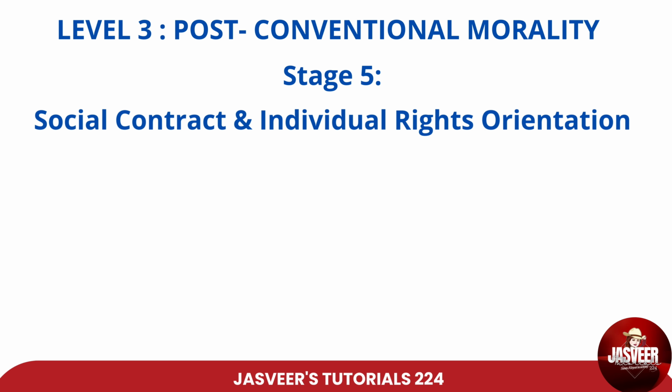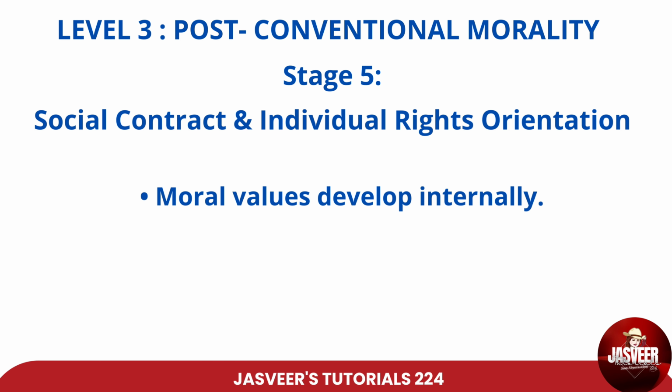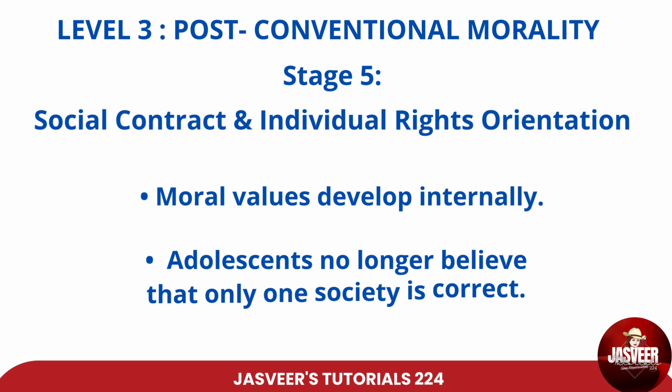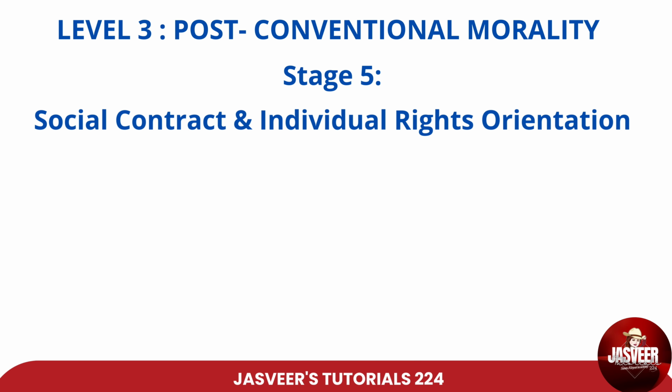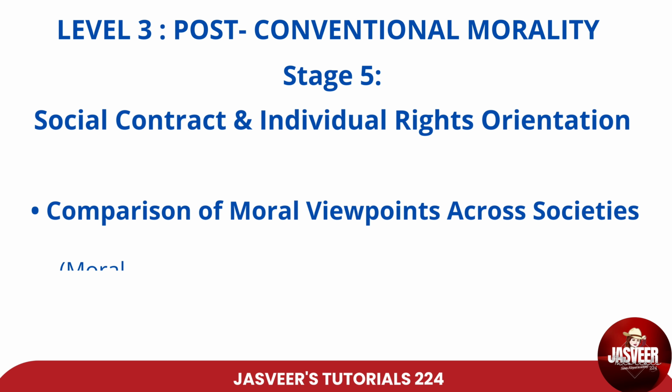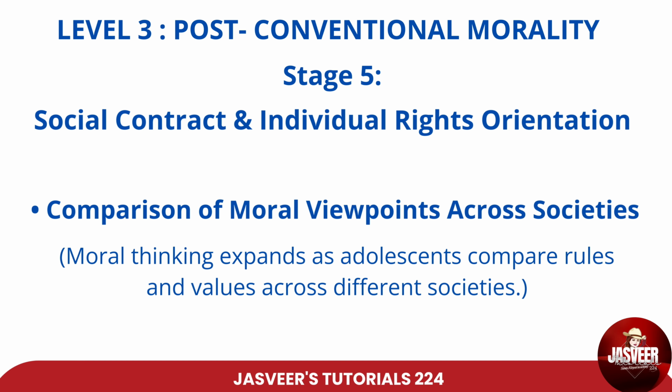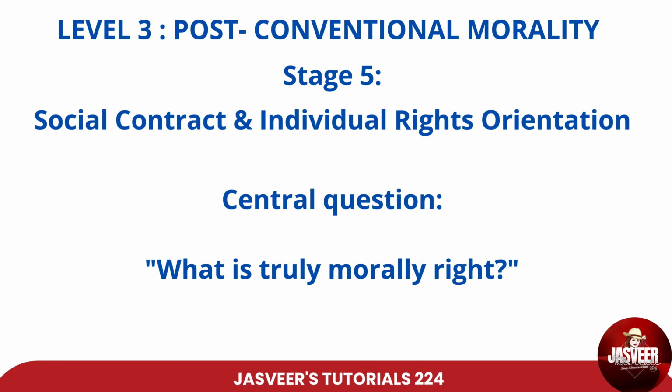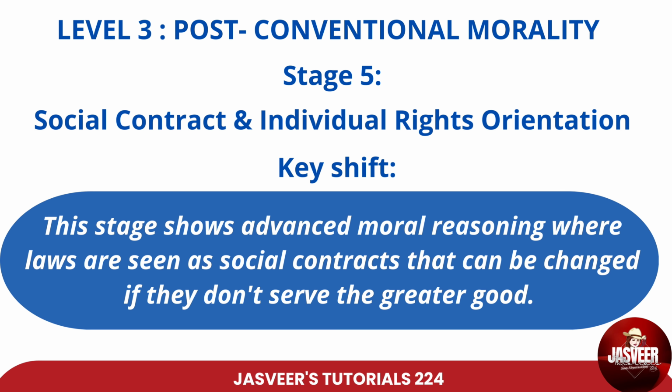Now we move to stage 5, which is very important for exams. At this stage, moral values become internal. The adolescent no longer believes that only their own society is correct. Instead, they start thinking different societies have different rules. Some rules from other cultures can also be good. They begin to compare different cultures, different societies, different moral viewpoints. The key question here is, what is truly morally right? This stage shows advanced moral reasoning.